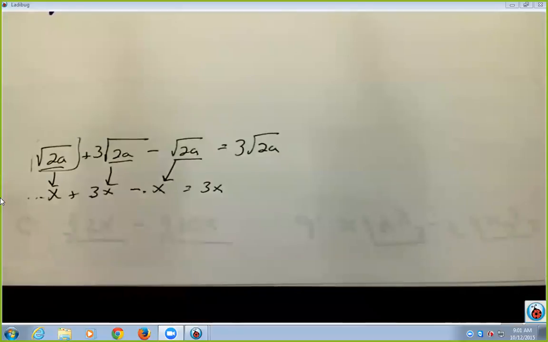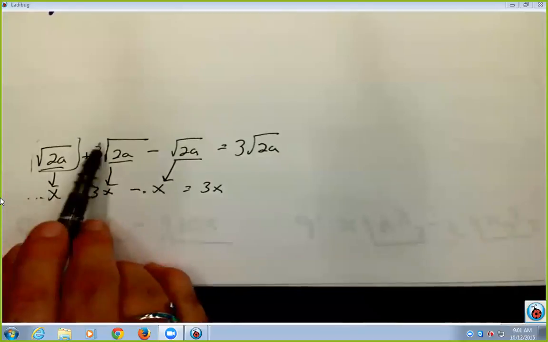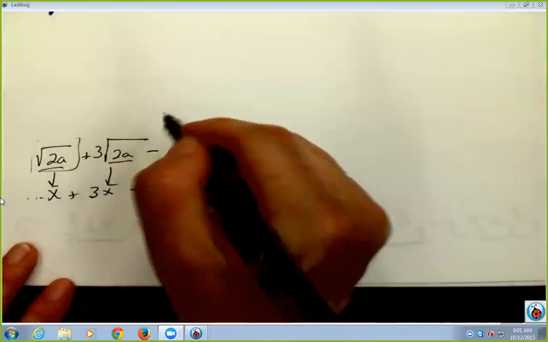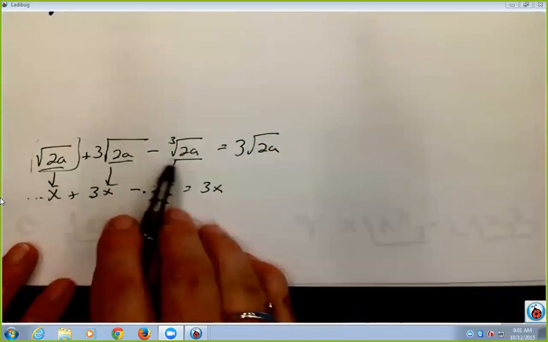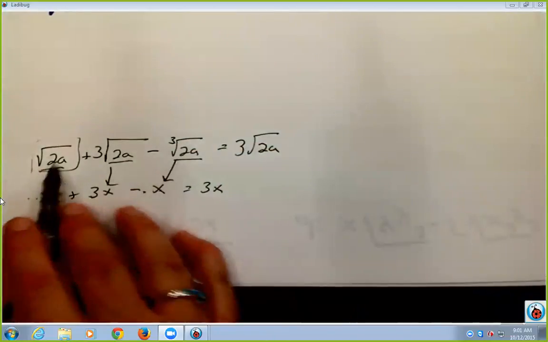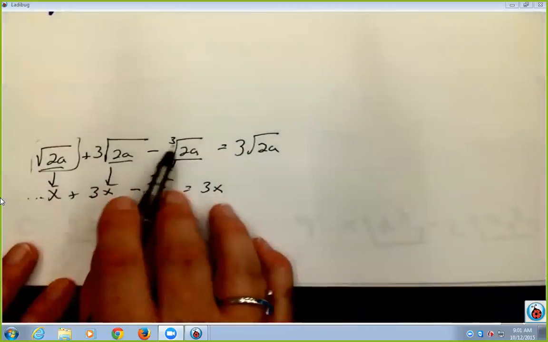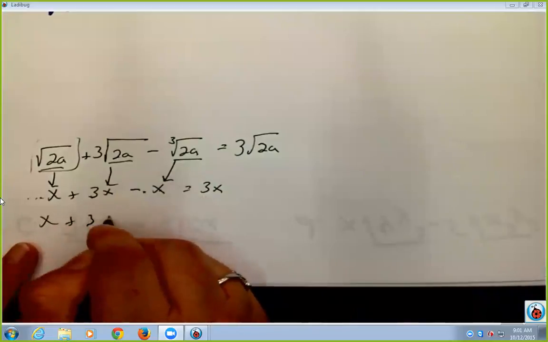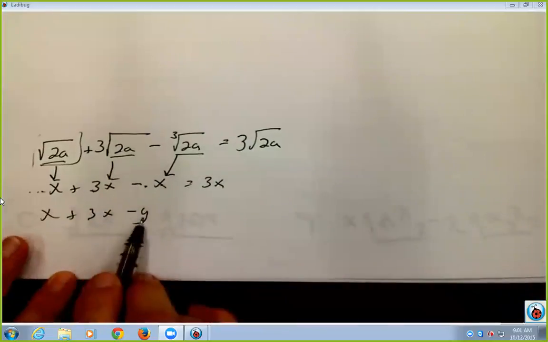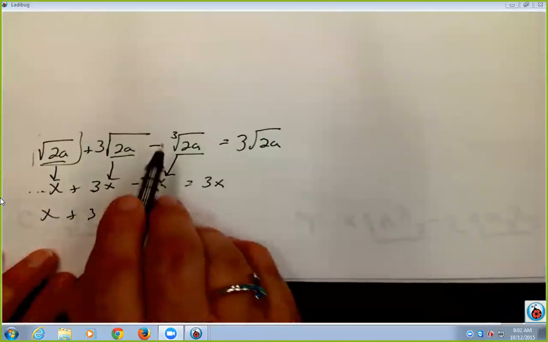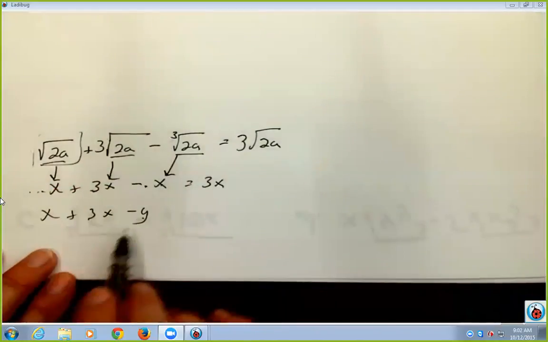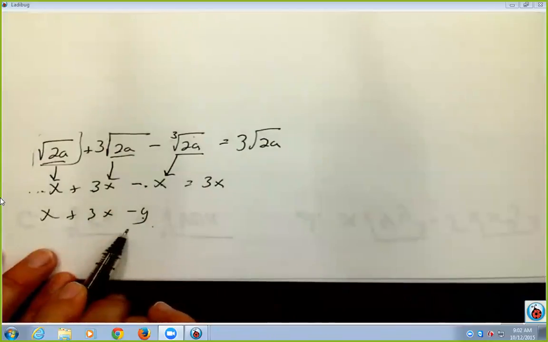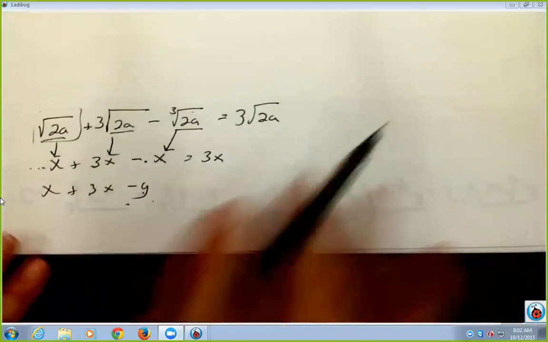Now, we have to watch when we do these and make sure that the indexes all match. Because if one of these had a cube, let's say this one had a cube, I couldn't combine it with these two because it's different, okay? This is as different as having x plus 3x minus y. It's that different, okay? If it's got a cube, these have squares, it's completely different, and I cannot make it part of that problem, okay? It has to stay as itself, just as this did.